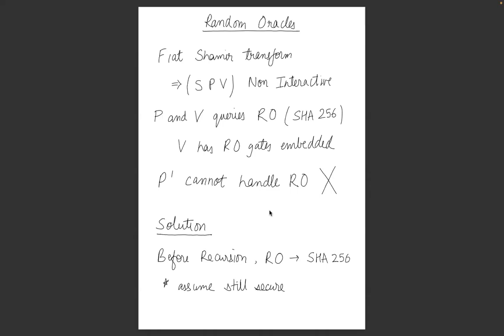So the main point was that because the verifier has to interact with this random oracle, the outer proof system cannot handle such queries, right? So that's why we remove all these random oracle gates with some concrete hash function, and this is decided before recursion. Once there is some fixed hash function or some fixed computation, the outer proof system can process this inside the SNARK.